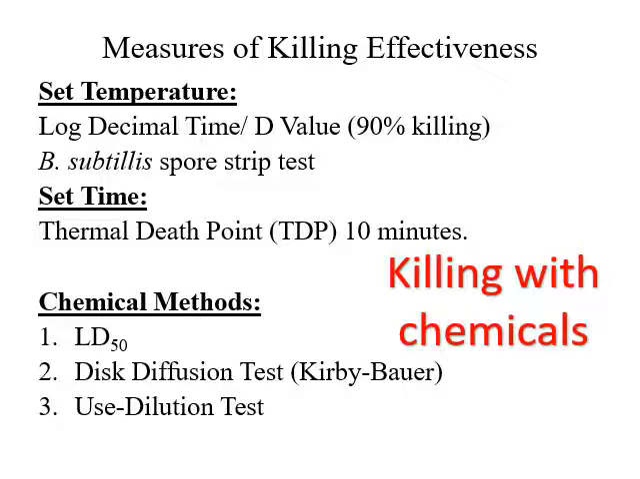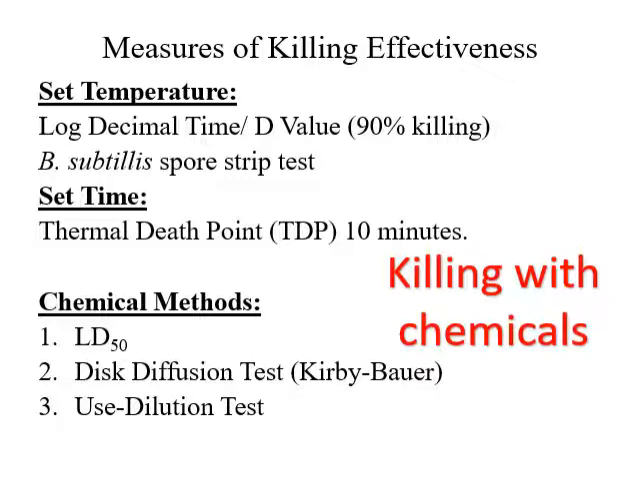Okay, now if you're killing things with chemicals, there are three other tests that we have to worry about. One is you just take a certain number of microbes and then you mix them with that chemical. You take a bunch of samples, several aliquots, and you put the bacteria in with this much of the chemical, and then you take another sample and put it in with twice that much chemical, and you take another one and put it in with 3 times that much chemical, 4 times, 5 times.